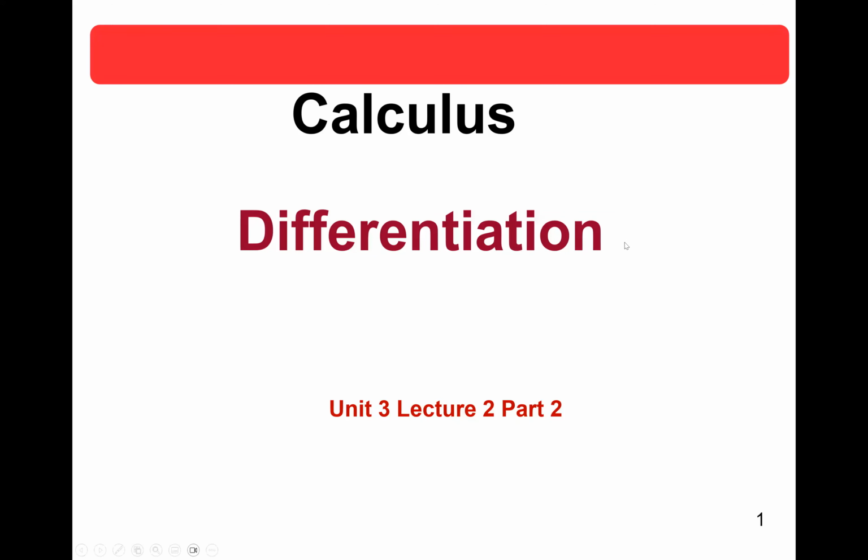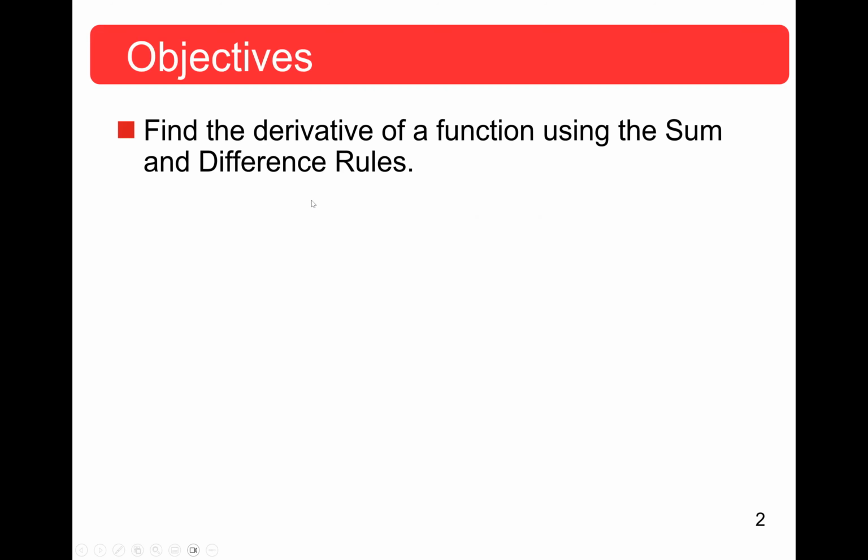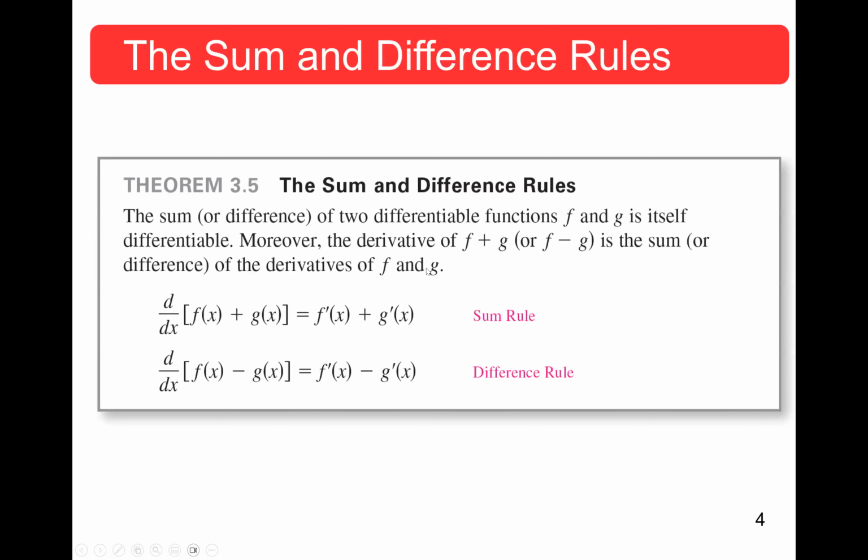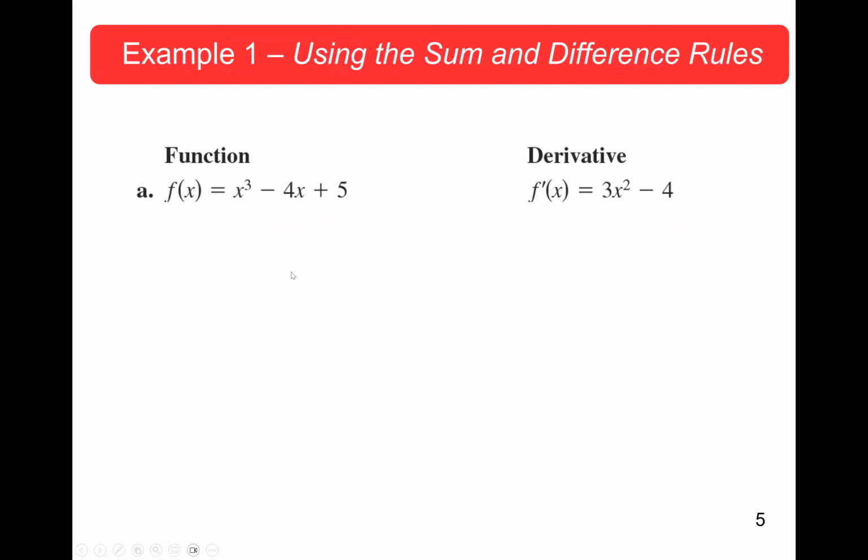In this lecture, we're going to learn how to use the sum and also the difference rules to find the derivative of a function. So if the derivative of a function is given, for example, here we have f at x plus g at x. To find the derivative of the sum of the two functions, we find the derivative of f, then we find the derivative of g. Or if we are finding the derivative of the difference f at x minus g at x, we also find the derivative of f at x, then the derivative of g at x. So let's see an example here.